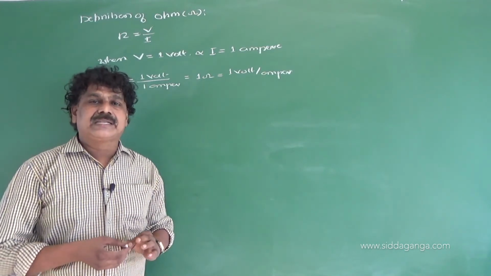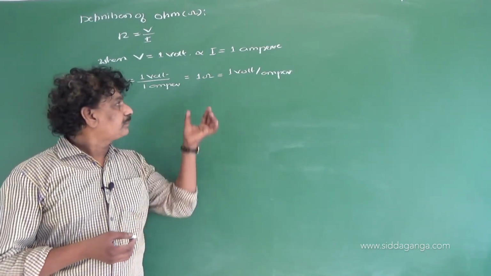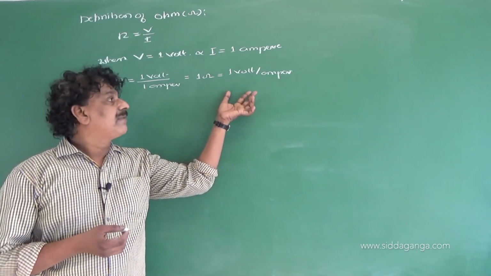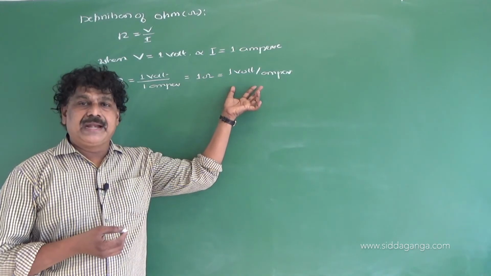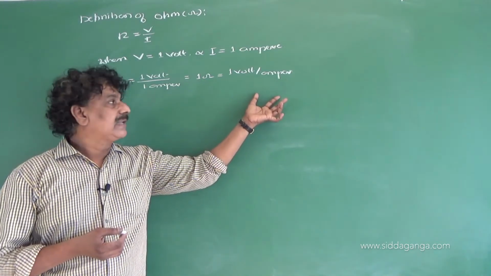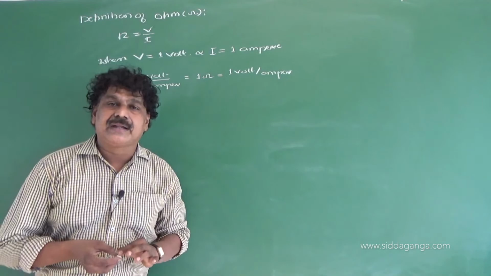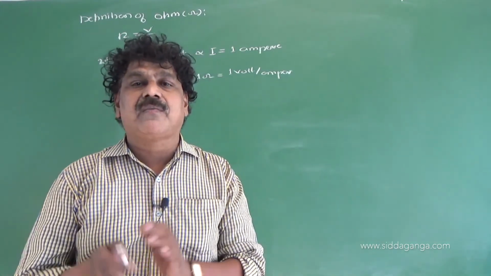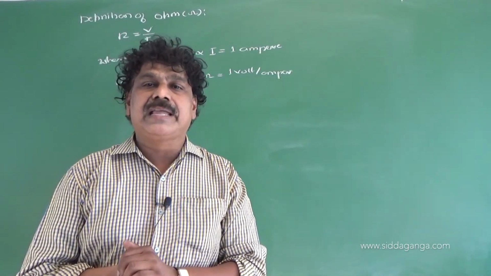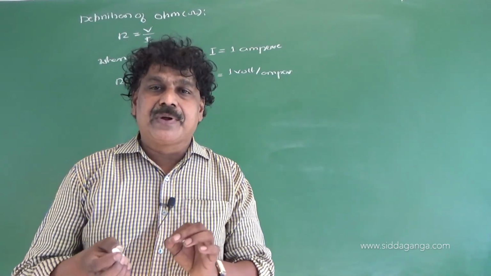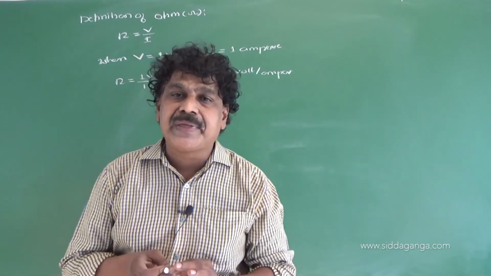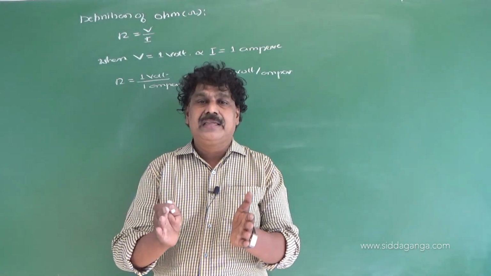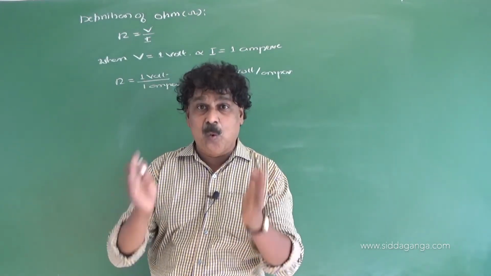Therefore, the resistance of a conductor is said to be 1 ohm if a potential difference of 1 volt between the ends of the conductor produces a current of 1 ampere. In other words, if a potential difference of 1 volt applied across the ends of a conductor produces a current of 1 ampere in it, then the resistance of the conductor is equal to 1 ohm.